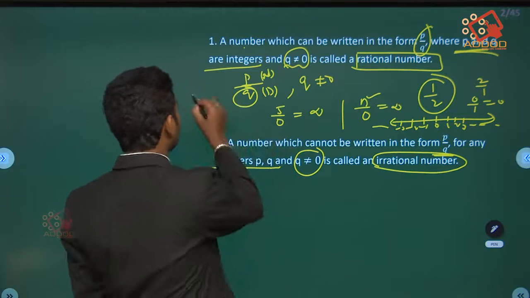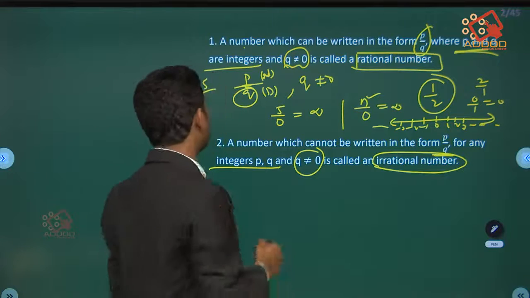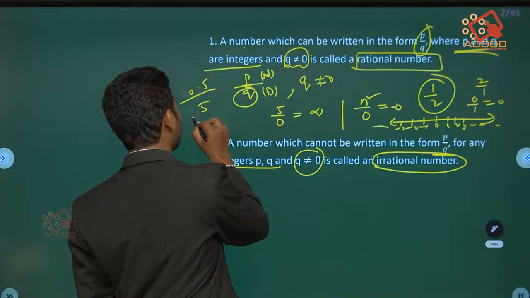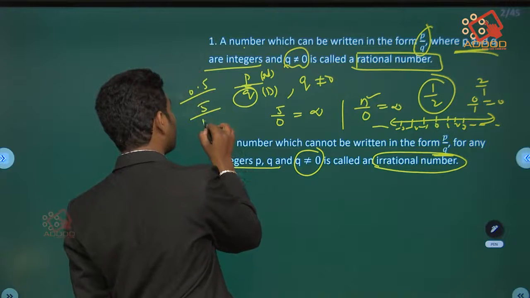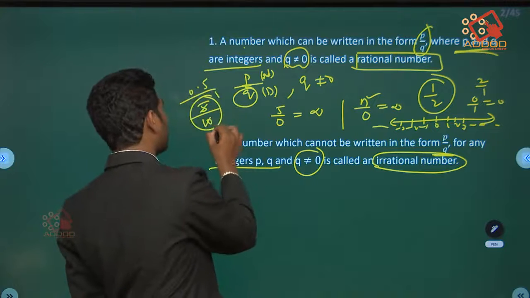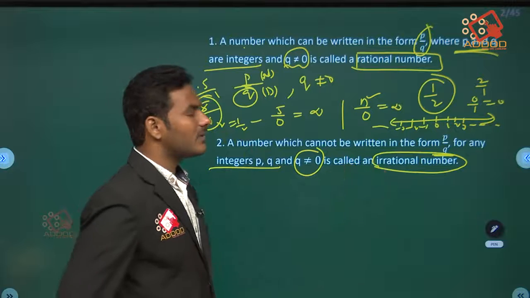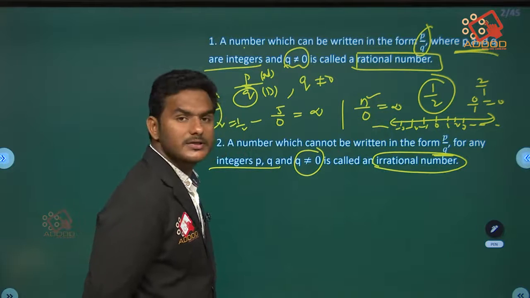For example, look here, 0.5 is there. Is 0.5 a rational number or an irrational number? This is a rational number. Why? Because 0.5 we can write as 5 by 10. Now if you cancel, 5 ones are 5, 5 twos are 10, so 1 by 2 will be there. We already know that 1 by 2 is a rational number.